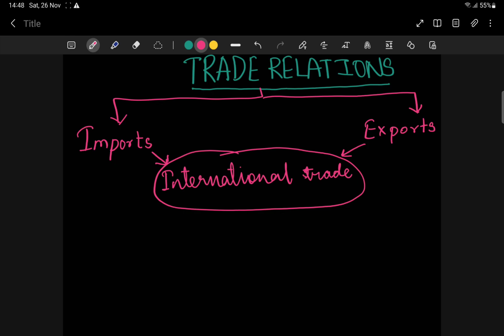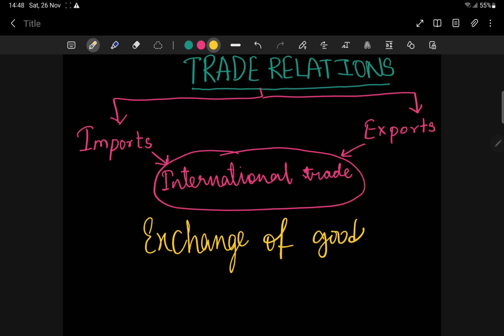Trade is nothing but exchange of goods. So what is trade? Trade is exchange of goods. So if you are exchanging goods, for example, let us say one person is A and the other person is B. Let's say this person is giving an apple to this person, and this person is giving a mango to this person A.